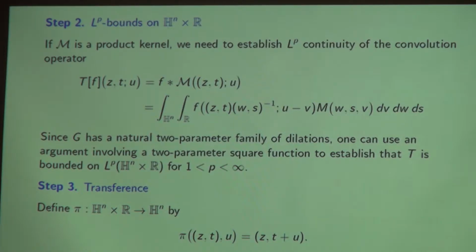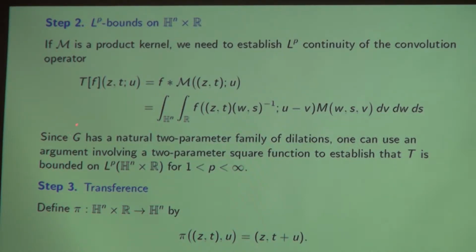Now, what do we want to do? We want to be able to prove things about this lifted operator. So in particular, we'd like to know about L^p bounds, and when we look at convolution. Now, what is the convolution here? It's the convolution on the group structure for Hn cross R, right?